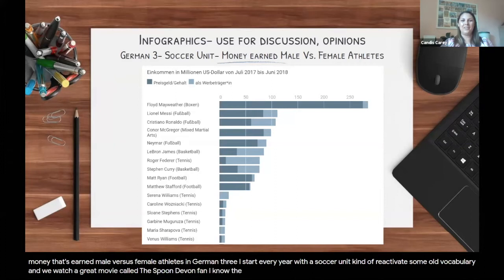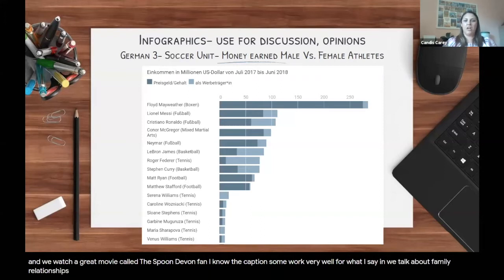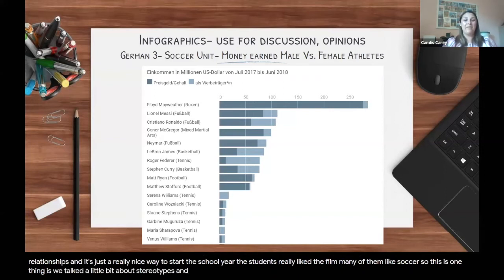I know the captions don't work very well for what I say in German. So in the film, we talk about family relationships, and it's just a really nice way to start the school year. The students really like the film. Many of them like soccer. So this is one thing, is we talk a little bit about stereotypes and about male versus female.